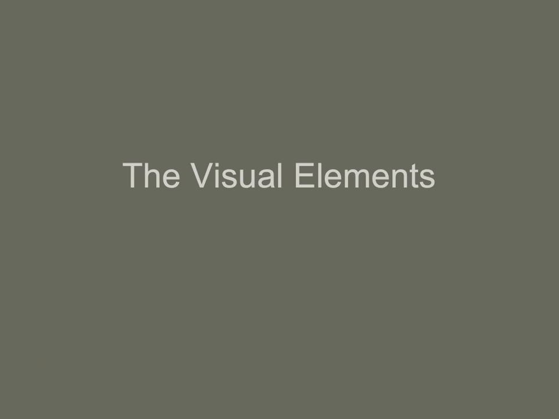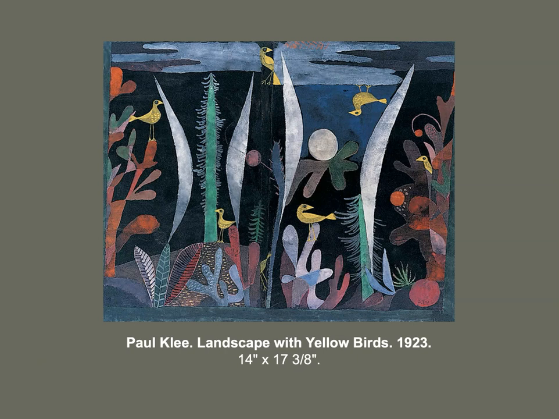Hello and welcome to Chapter 4, The Visual Elements. In this chapter, we'll be discussing the elements of art. When we look at art, we first tend to look and see what it depicts, the subject matter. What is it that an artwork is showing us? But we also need to be aware of the painting as well and the elements that the artist is using.